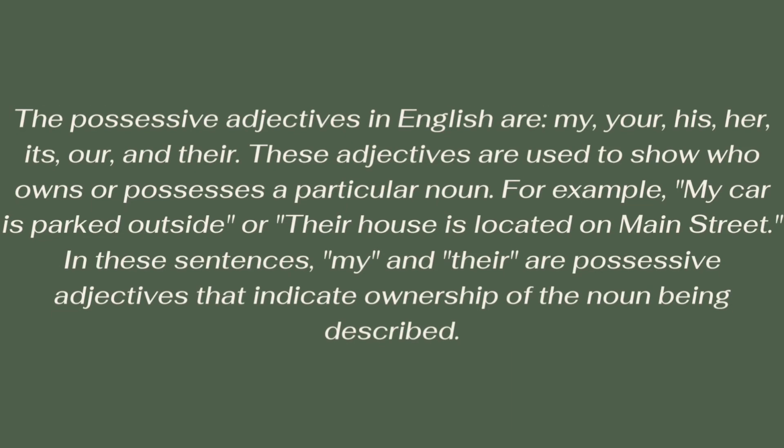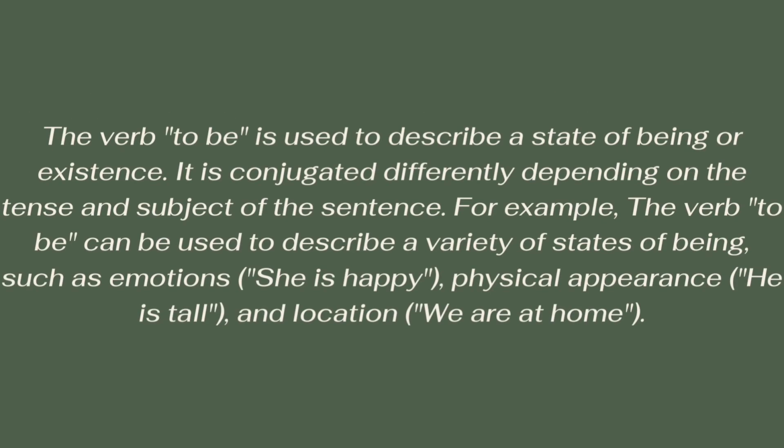The possessive adjectives in English are my, your, his, her, its, our, and their. These adjectives are used to show who owns or possesses a particular noun. For example, my car is parked outside, or their house is located on Main Street. In these sentences, my and their are possessive adjectives that indicate ownership of the noun being described.